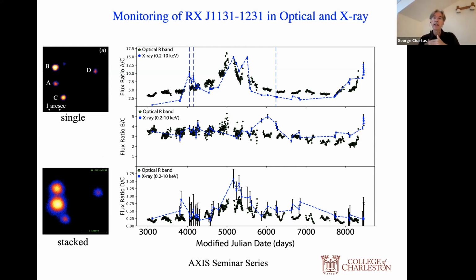Now, why am I dividing the two images? By dividing the light curves of two images, you essentially remove the intrinsic variability.